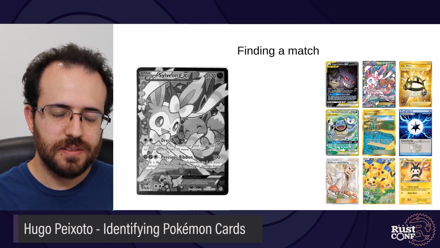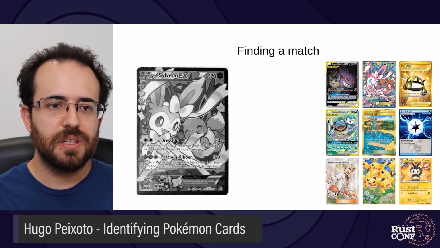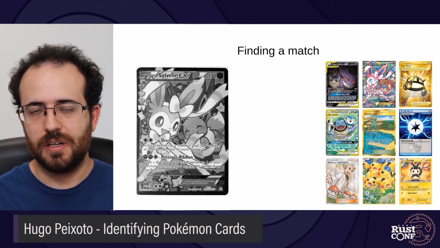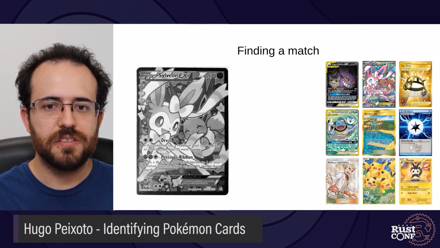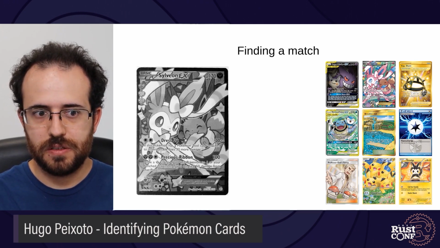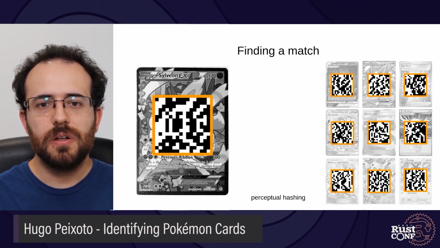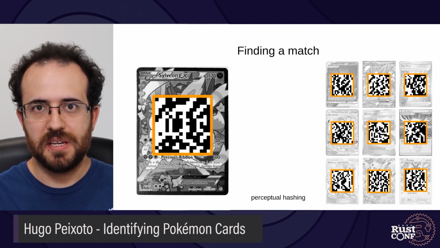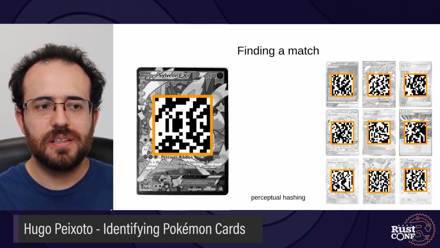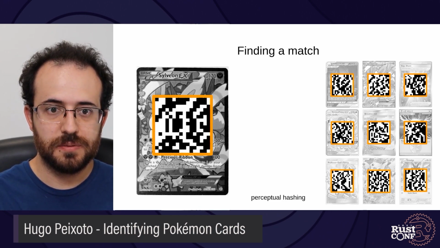Since each image has around 1 million pixels, we can't really compare them directly. Since there are 14,000 cards, this would take forever. So we need to reduce the amount of information that we're comparing, and we're going to do this using a perceptual hash. A perceptual hash is a smaller representation of the image that still keeps the essence of the image. The main idea is that similar images will have similar perceptual hashes.